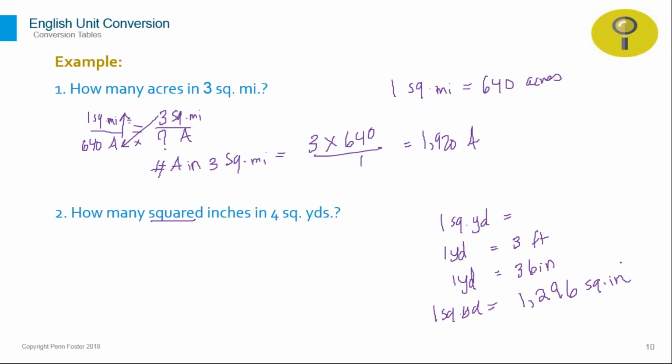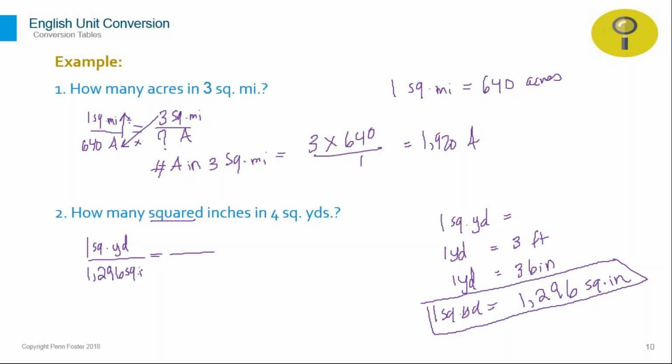So the conversion fact that I'm going to use is this one here. Okay, so proportion: 1 squared yard equals, now I know for sure, 1,296 squared inches. Since we are talking about 4 squared yards, how many squared inches would that be? The same idea, multiply, divide.